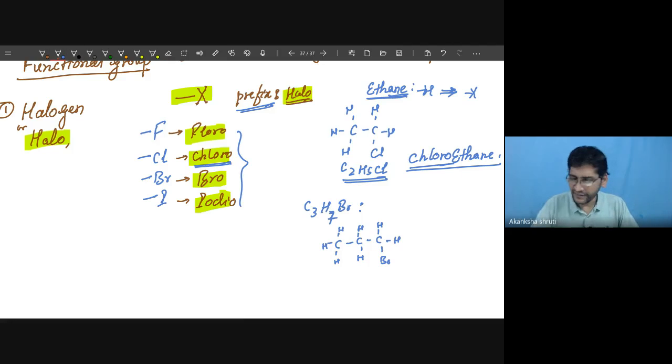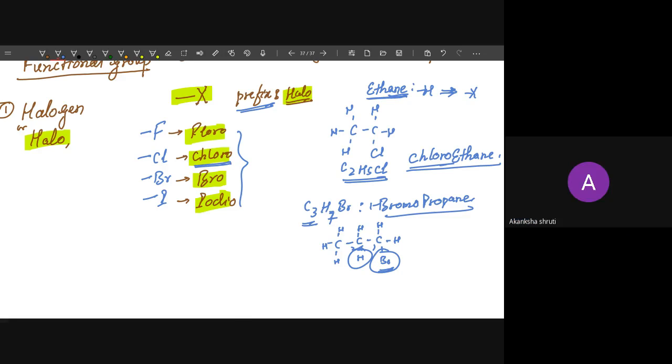Okay, the name will be very easy. Br is used as prefix bromo, and the remaining carbon is 3, so propane. It is this one. For differentiating this from its structural isomer, this is numbered as 1, this is 2. So better is to put 1 before it. That way we can write. So these are the few things that we need to understand.